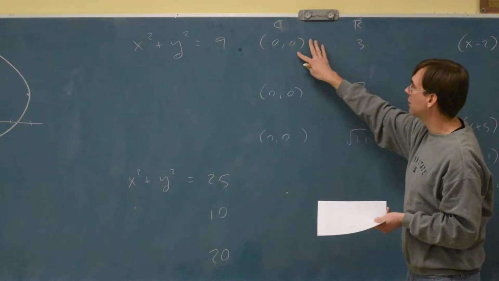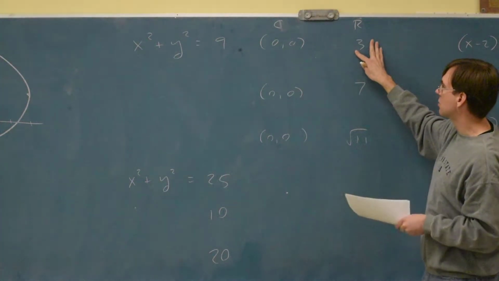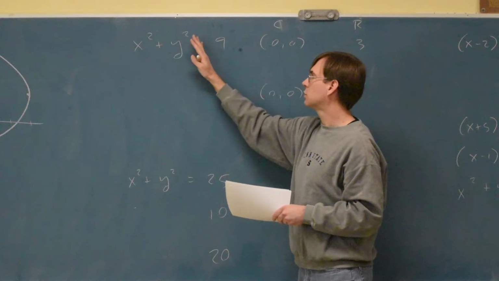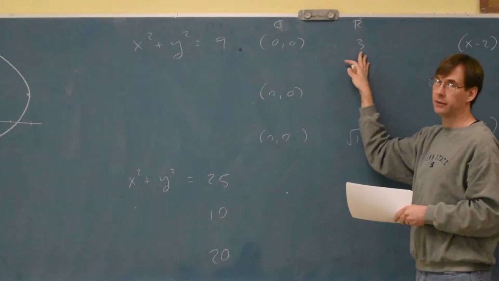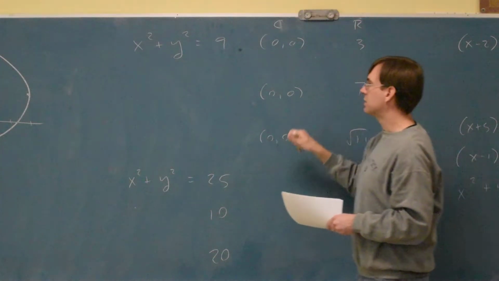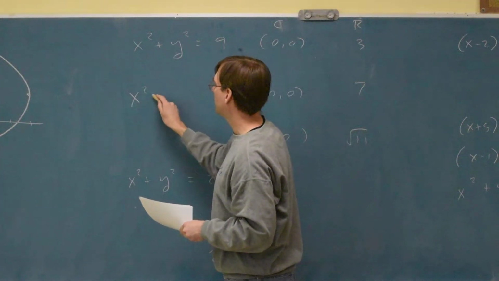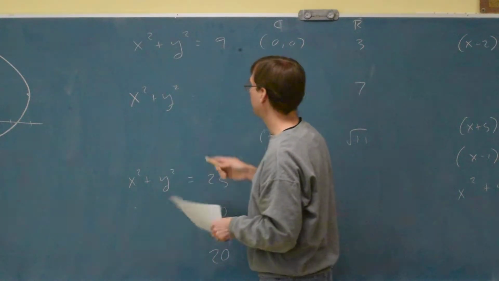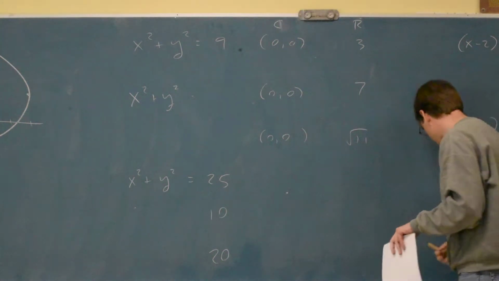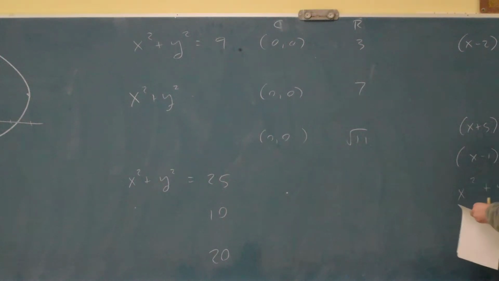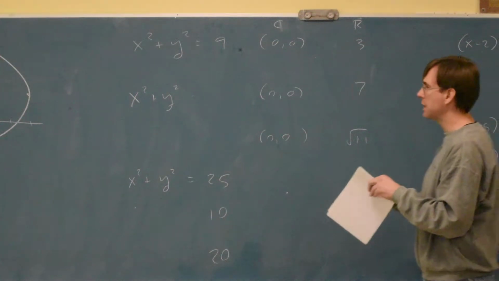So if I want the center at the origin and a radius of 3, I'll go x squared plus y squared equals 9, because 3 squared is 9. If I want the center to stay at the origin, I'm going to do that same beginning. But if the radius is 7 now, I need to go 7 times 7, and that would equal 49.